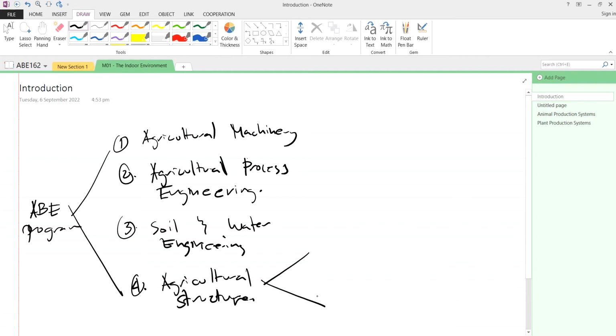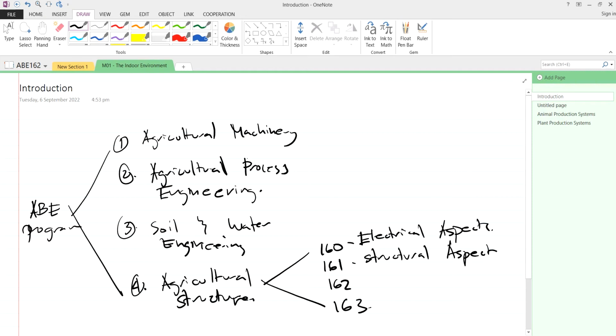We have courses like 160, 161, 162, and 163. For 160, I think that's agricultural electrification and controls, wherein you have studied the electrical aspects of the building. For 161, you took that last semester, and recall that we studied the loadings, the structural systems, the reinforced concrete, the analysis of beams, columns, footings. So we can say those are the structural aspects, right?